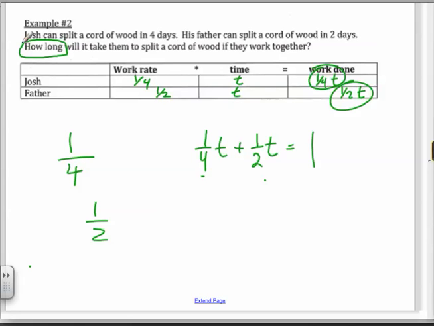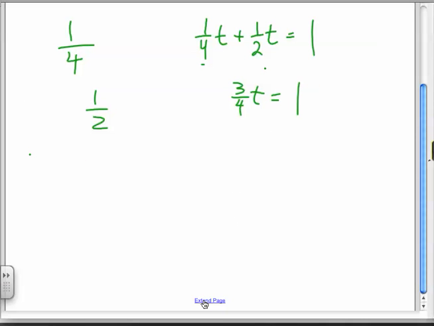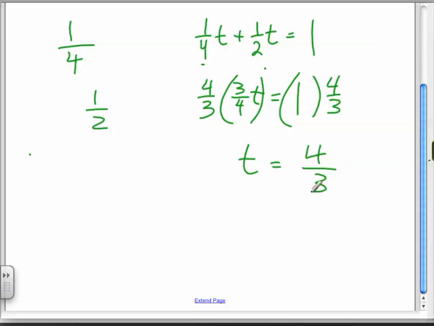Yeah, so would we combine like terms? Let's combine like terms. Do you guys agree that that's 3/4 T? Do I need to do common denominators for you to see that, or do you see that already? Okay. So 3/4 times the T is equal to 1. That means they finished 3/4 of the job in 1 day, right? Okay. But wait, how do I get rid of that 3/4, Devin? Multiply it by 4/3. So that means that the time is 4/3 of a day.